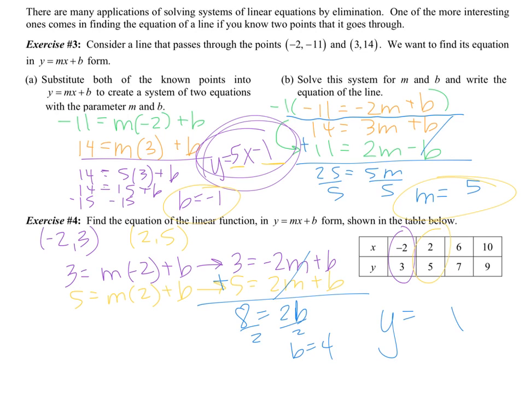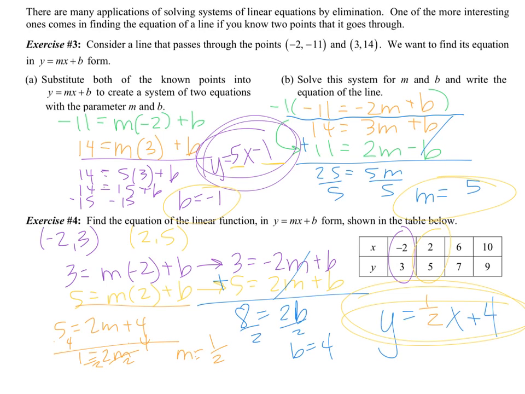So in our equation, we still haven't found our slope, but we know that the y-intercept is 4. To find our slope, we're going to plug 4 back into one of the equations to find m. I'm going to use this equation. So 5 equals 2m plus 4. We're going to subtract 4 from each side. 1 equals 2m. Divide by 2, and m equals 1/2. Remember, when we're talking about slope, it's okay to have a fraction. So our equation, y equals 1/2 x plus 4.